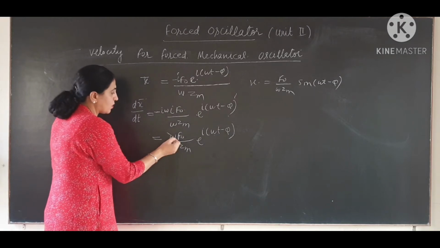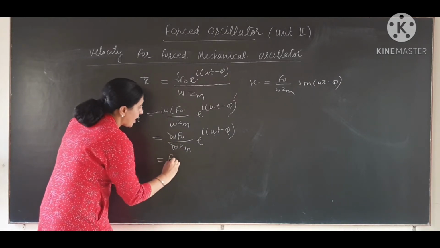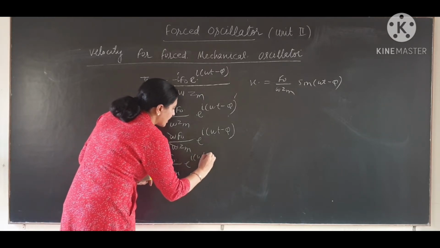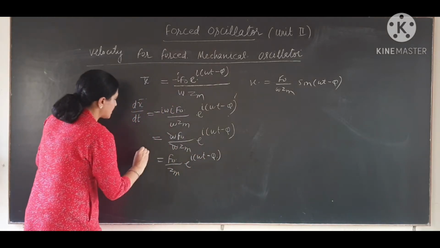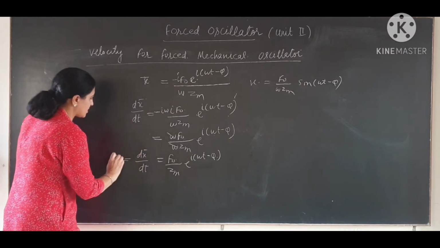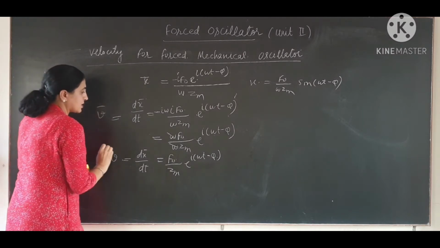So ω cancels with ω, and you have F0 / Zm e^(i(ωt − φ)). That is velocity.